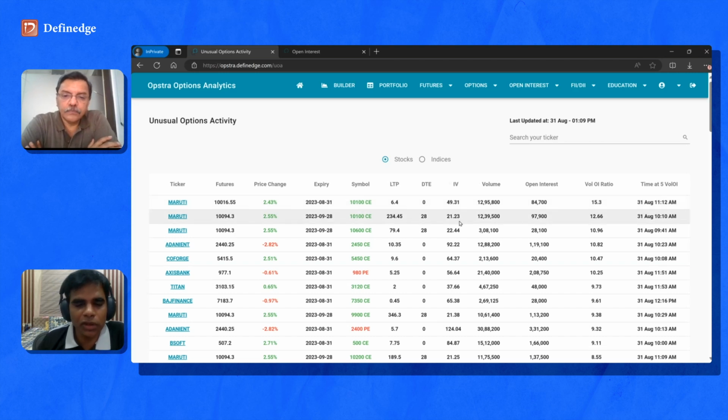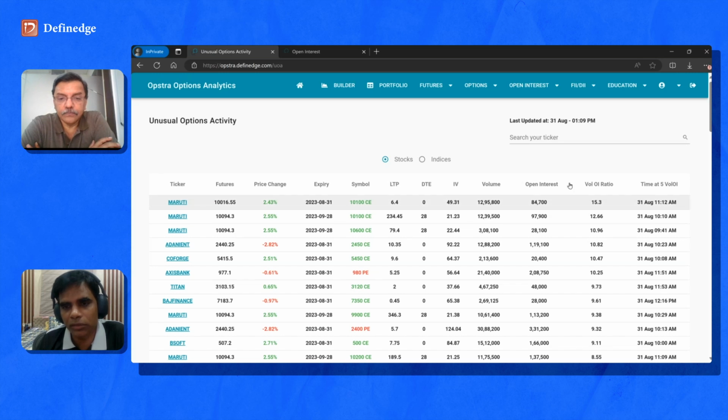Is it high or is it low? So that also we can look. And what is the volume and open interest? This is what we are looking at, which we are more interested in. The higher the volume with respect to open interest, we'll get this vol-OI ratio. Based on this vol-OI ratio, we can say that there is some kind of unusual activity.